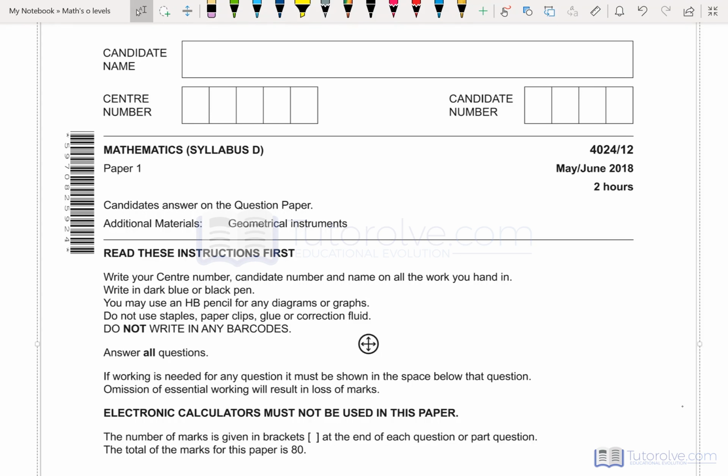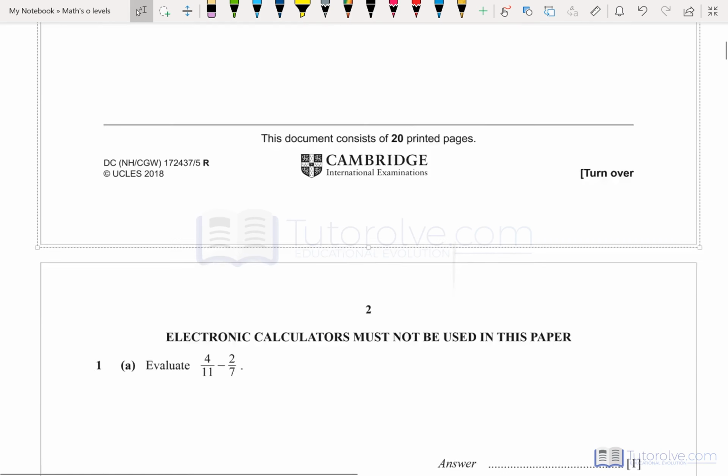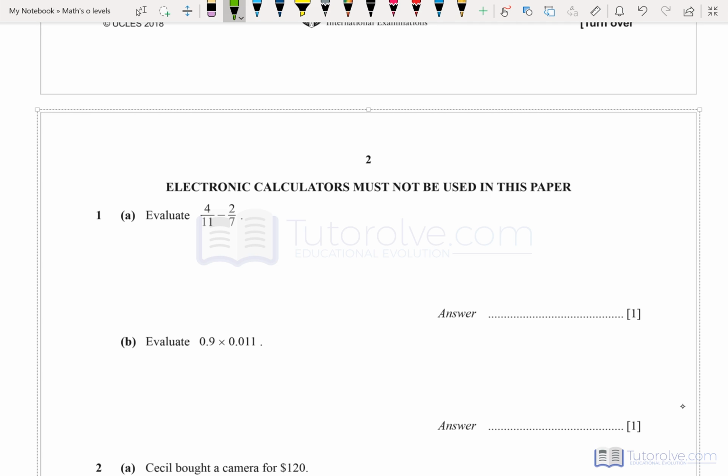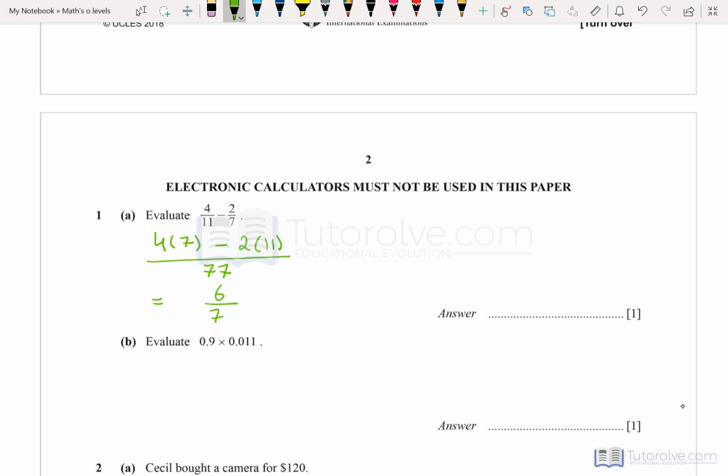So this is May June 2018 paper 1. Question 1, they want us to evaluate the following pair of fractions. So we just need to find the LCM of 11 and 7, which is 77. So multiplying 4 by 7 and then 2 by 11, and we have this common LCM here. Now we have 7 into 11, which gives us 77. So basically we just need to simply subtract this, and our final answer would be 6 by 77.